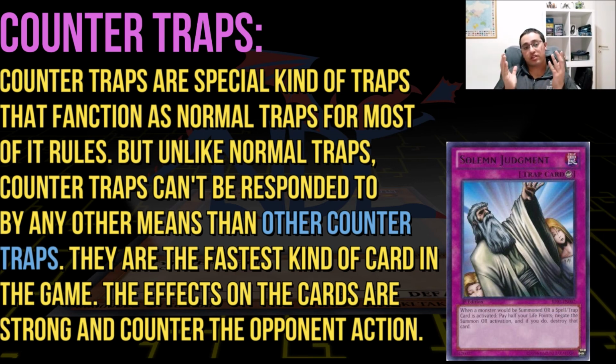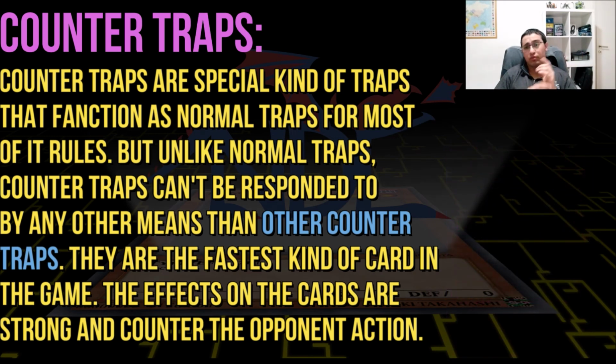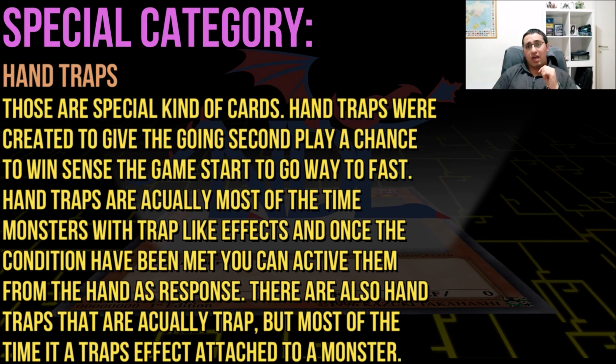Most of the time, because of that, counter traps either have a particular requirement and sometimes a steep cost, just like Solemn Judgment, which requires you to pay half of your life points. But they're supposed to be the most powerful and the epitome of Yu-Gi-Oh! cards in terms of speed. But that's pretty much it for traps, except for the last one, which is called hand traps.